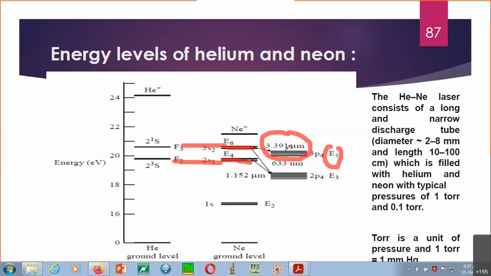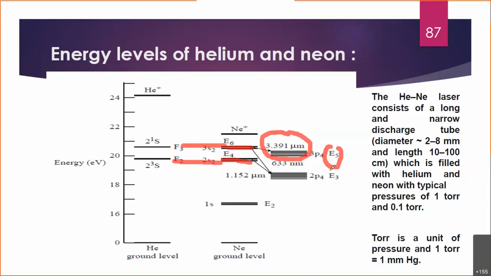So 3.391, that is one particular wavelength. In the second set, when it is emitting from E6 to E3, then also it is giving a wavelength corresponding to 633 nanometer. If you see carefully, this energy level difference between E6 to E3 is large. That means you will get a smaller wavelength, and that is why you are getting the answer in terms of nanometer.